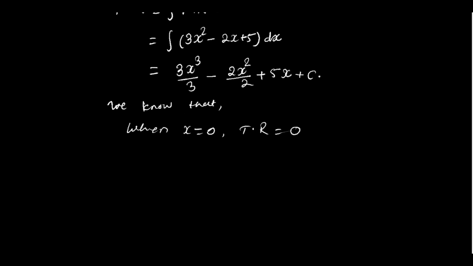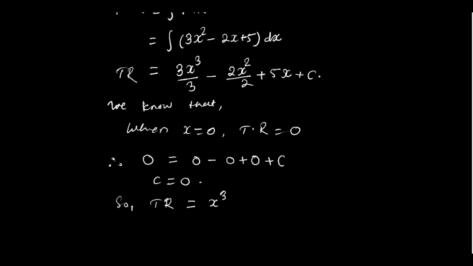When x equals 0, TR equals 0. Therefore, substitute the value of TR and x: 0 equals 0 minus 0 plus 0 plus c. When we substitute the value of x in this equation, we get c equals 0. So the total revenue function TR equals x cube minus x square plus 5x plus 0.